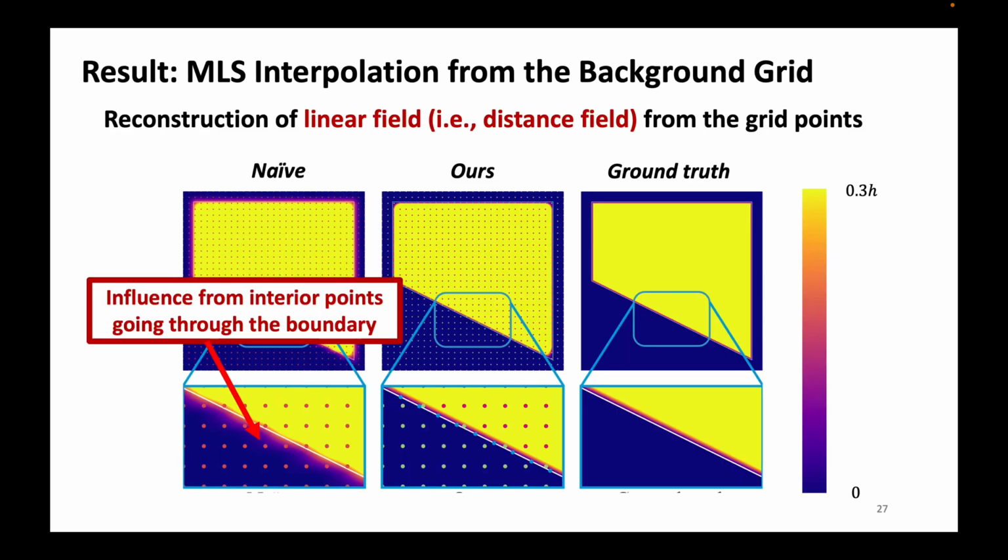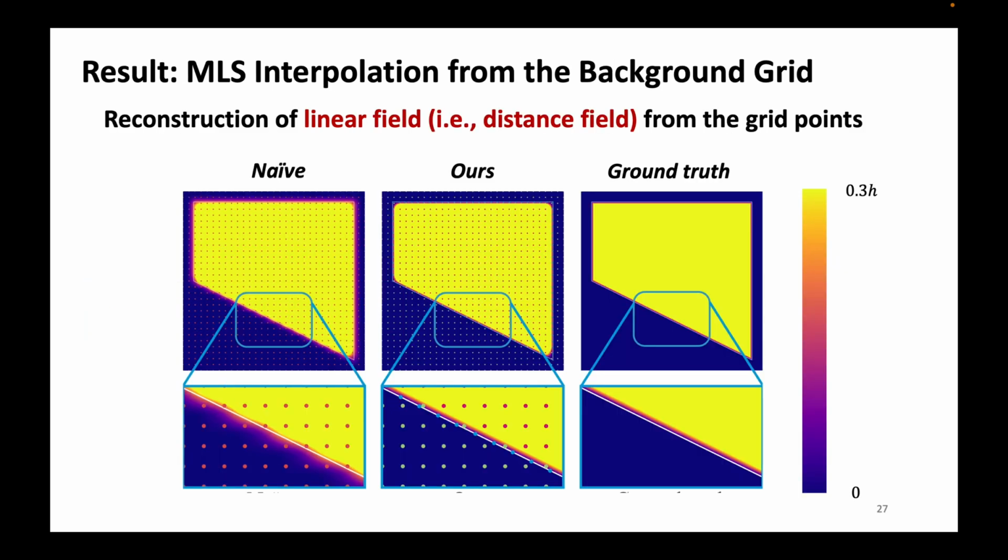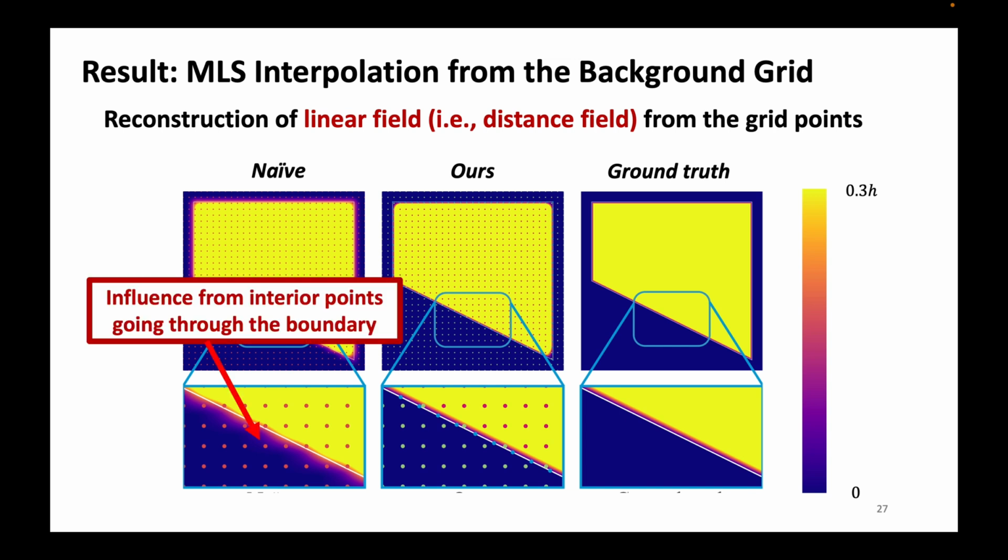So, this is the experiment for comparing the interpolation quality. We chose the distance field for comparison because it is also linear around the wall. In this experiment, the correct solution of the distance field is set to the grid points, and their values are interpolated to the wall domain to reconstruct the ground truth. As you can see from the naive one, there is an influence from interior points going through the boundary, while in ours, there is no such problem, and the distance field seems to be linear around the wall.